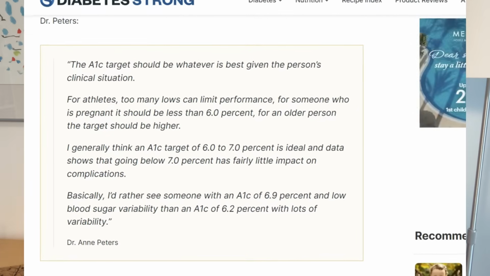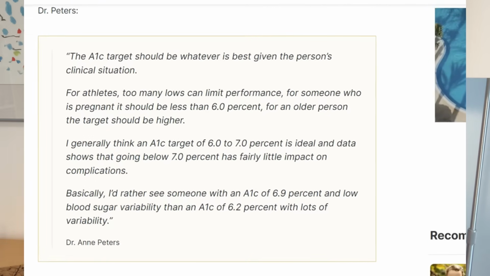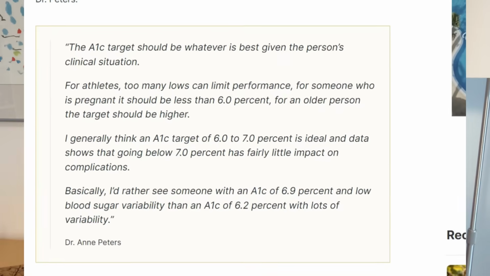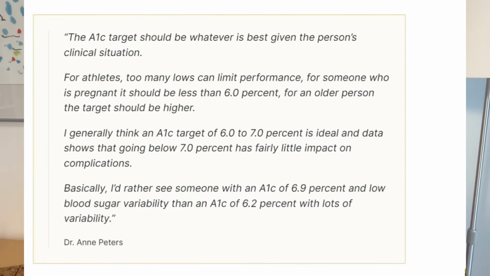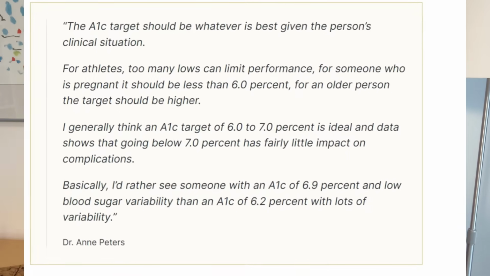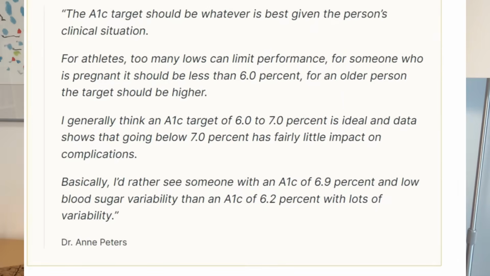And her perspective is that A1C targets should be adjusted for the individual. For example, someone who's pregnant might want to keep their A1C at 6% or below, and an older person's target should be higher. Generally, she finds that having an A1C target of 6 to 7% is ideal, and that going below 7% has fairly little impact on complications. That doesn't mean that you can't strive for an A1C below 6%, but your A1C can get too low.